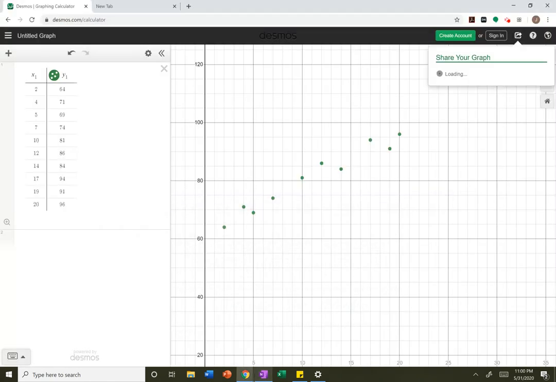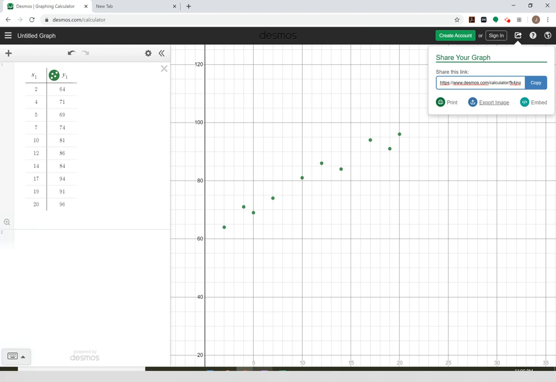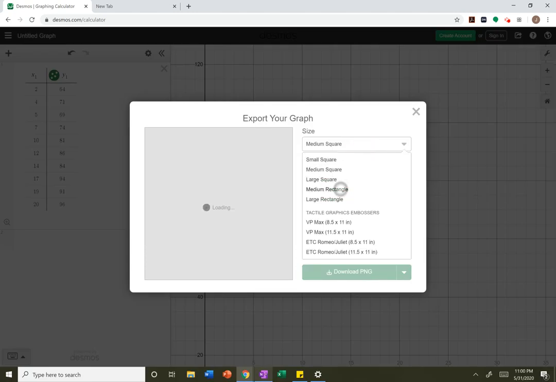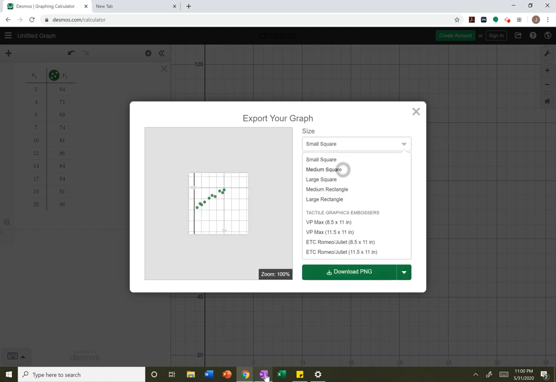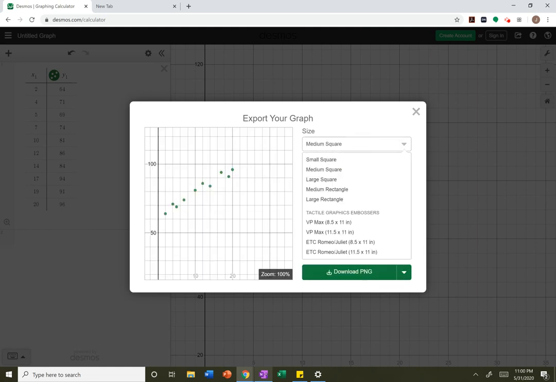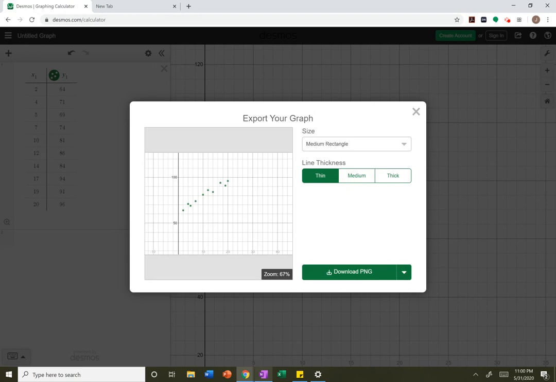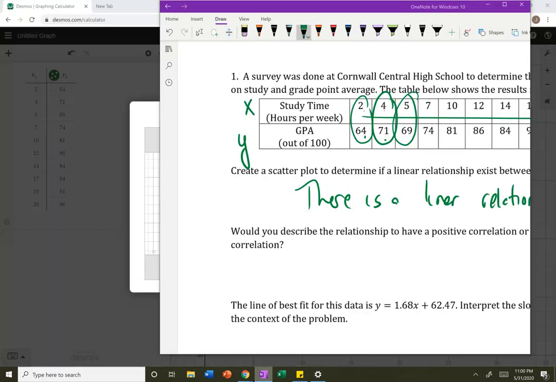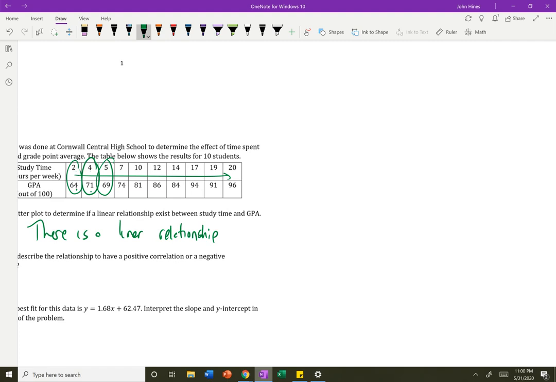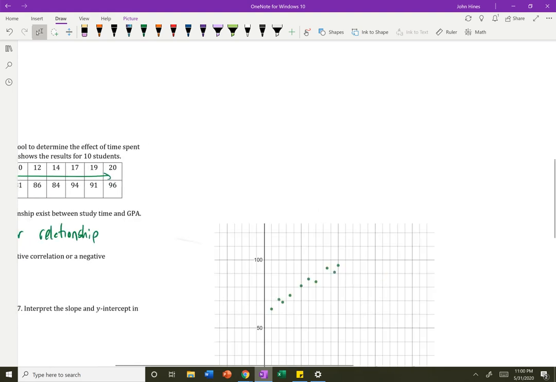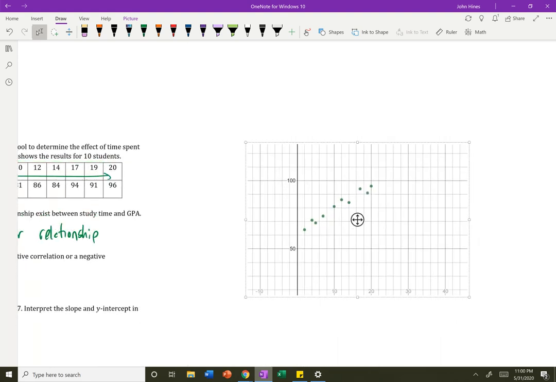Let me just export this. Export image. Medium rectangle. What's a medium square look like? I like medium rectangle, I think. I'm gonna copy image, and let's see if I can paste it into OneNote. See if OneNote's behaving today. There it is. It's a little tiny there. That's okay. There we go.